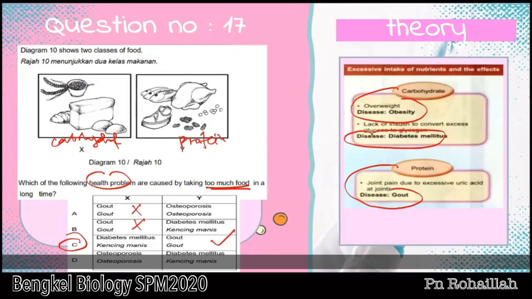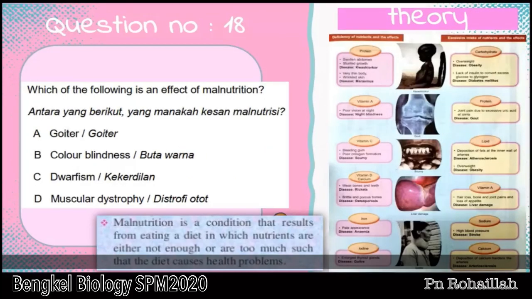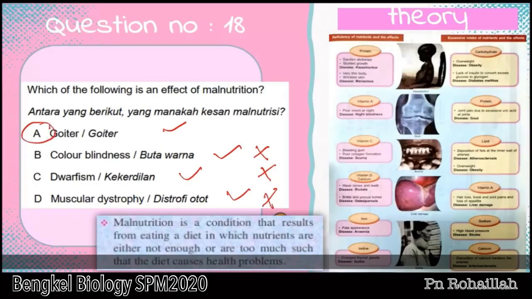Okay, next. Question 18. Which of the following is an effect of malnutrition? Is it goiter, colorblind, dwarf, dystrophy? Colorblind has no relation. You have learned in variation that colorblind is related to genetics. Is it related to malnutrition? No. Dwarf? No, it is related to hormones. Muscular dystrophy is related to genetics. So the answer is goiter.